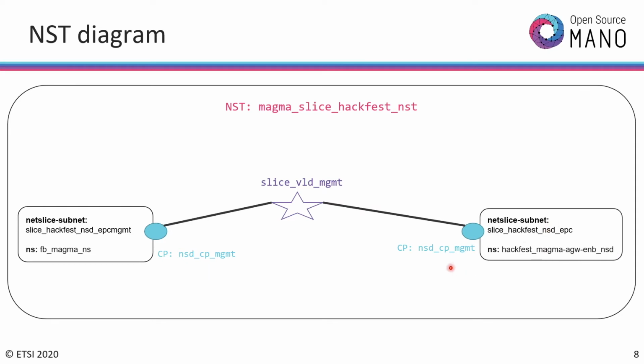And then we have another network slice subnet that contains the Hackfest Magma access gateway network service descriptor, through its connection point management. You don't have to create these connection points, because the packages that are already in the repo contain the network service with the connection point in order to create the slice, the network service composition, because you have to expose the connection point in order to connect with the slice VLD management. This is the management interface for both.